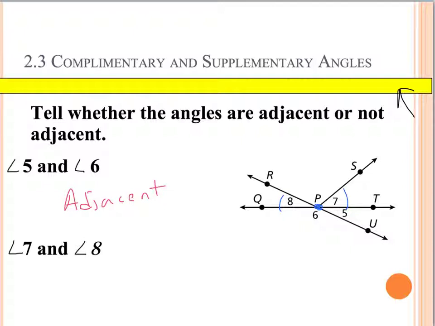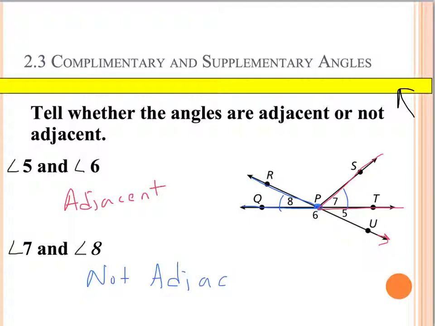Now, do they share a common side? They do not. They do not share a common side, because if we split this into two angles, notice neither one of those are going to be common sides. Therefore, angle 7 and angle 8 are not adjacent.